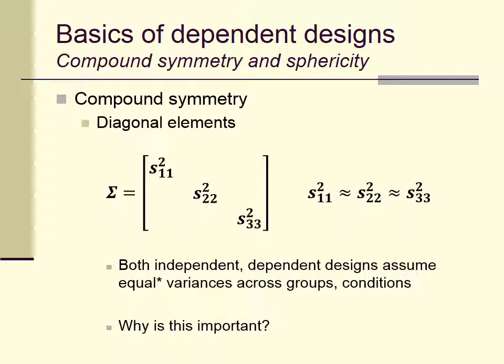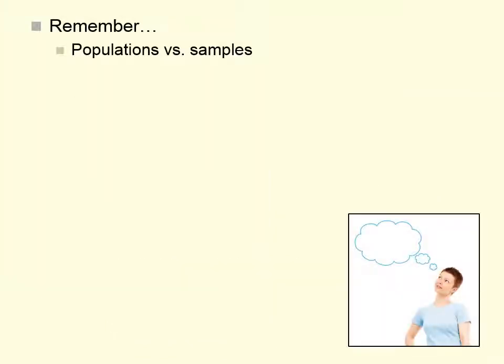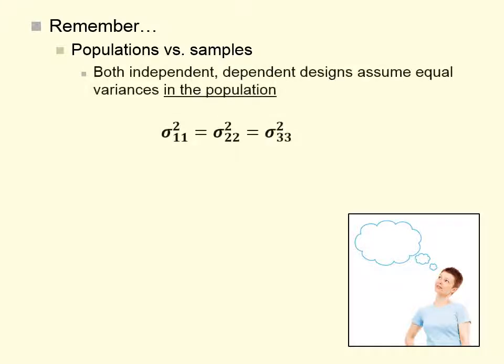And just briefly, we can try to remember, why is it important to make this assumption, or to hope that these variances are the same or at least very similar? And by the way, just as a further reminder, in the case of both independent and dependent designs, we assume equal variances in the population, meaning that if we had all the people who could possibly be in group 1 versus group 2 versus group 3, we would assume that the variance on whatever we're measuring is equal in the population.